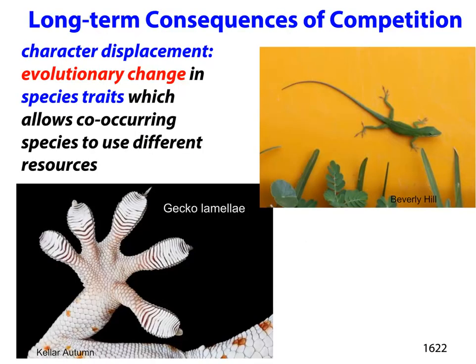species. Now, we said before, the long-term consequences of competition are character displacement, so means change in species traits, and this is what allows co-occurring species to use different resources, okay? So one way these guys adapt to shifting to living in higher ground is to have their feet adapt so they can get better at climbing, okay? And so as you move to the next slide, this will make more sense.